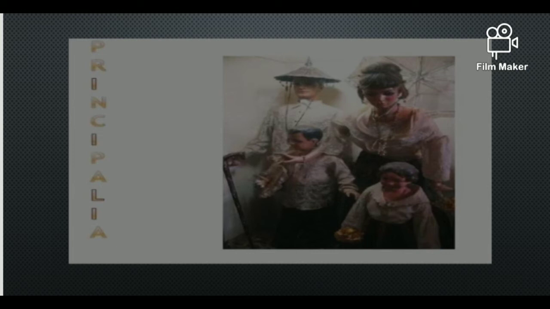Principalia. Principalia is a nobility class. It was the social and educated class in the towns of colonial Philippines composed of the gobernadorcillo or the cabeza de barangay who governed the districts and the awardees of the Medal of Civil Merit.